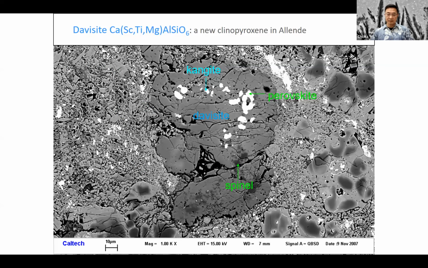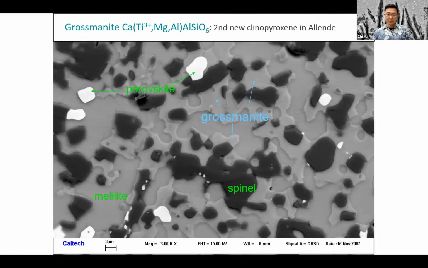Davisite is a scandium clinopyroxene. The type davisite is here, along with kangite and perovskite and spinel. Bridgmanite is a titanium 3+ clinopyroxene. So the type bridgmanite occurs here, along with spinel and perovskite sitting within the meteorite. Davisite and grossmanite, they are not rare. They have been identified in many carbonaceous chondrites now.